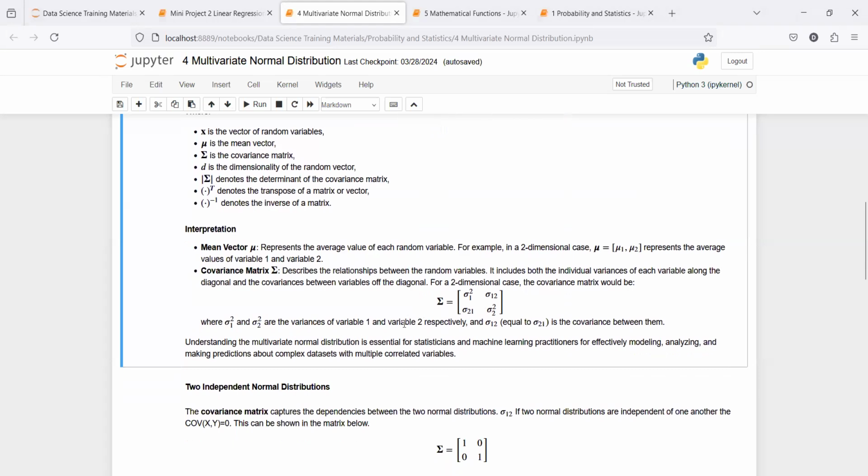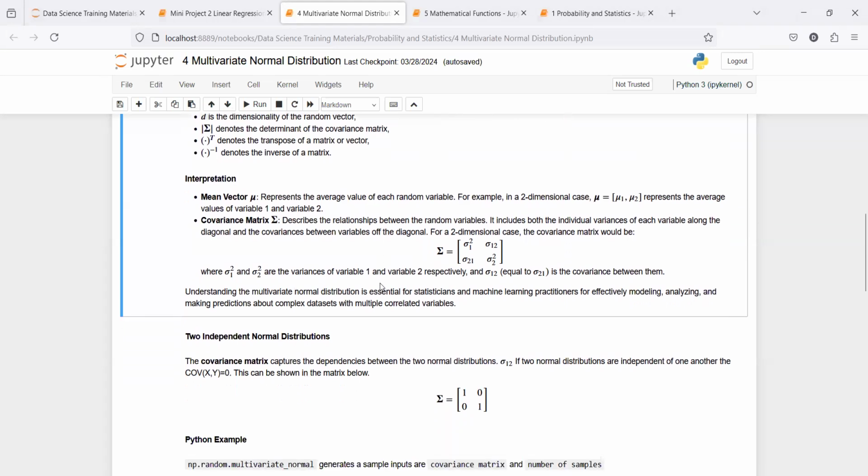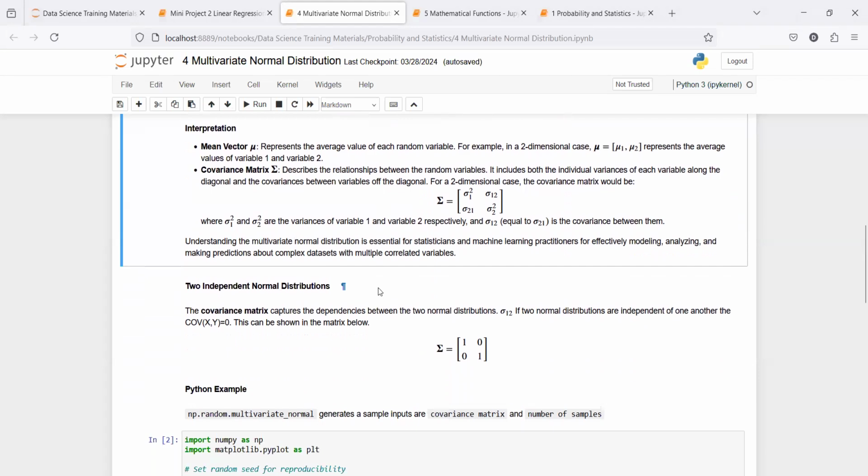Understanding the multivariate normal distribution has been essential for statisticians and machine learning practitioners for effectively modeling, analyzing, and making predictions about complex data sets with multiple correlated or uncorrelated random variables, right? Just a quick note, if it's highly correlated variables, you're probably getting information that could be redundant, right? If they're highly uncorrelated, then basically you have non-redundant information. This is minus the idea of causation. Let's just talk about the strict mathematical definition of correlation. If it's 0, there's no correlation. If it's 1, it's perfect correlation.